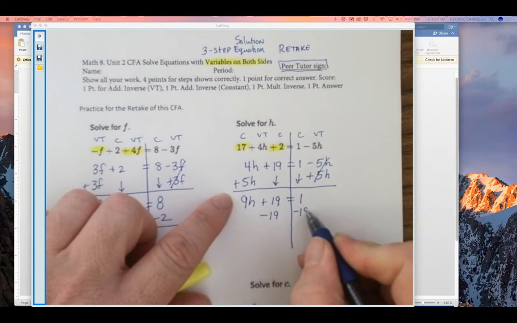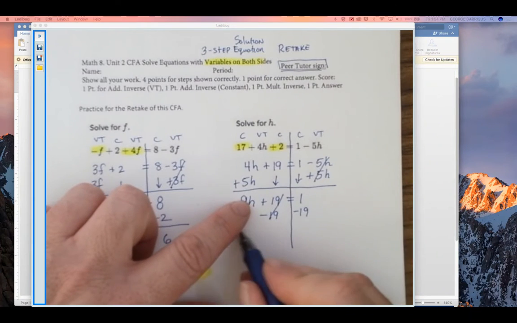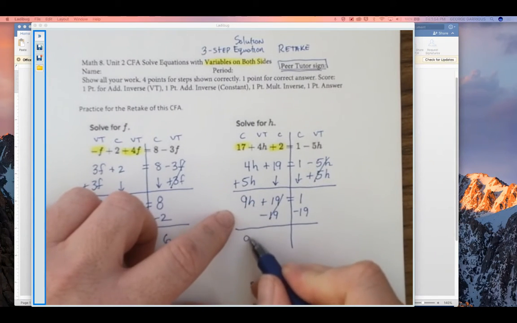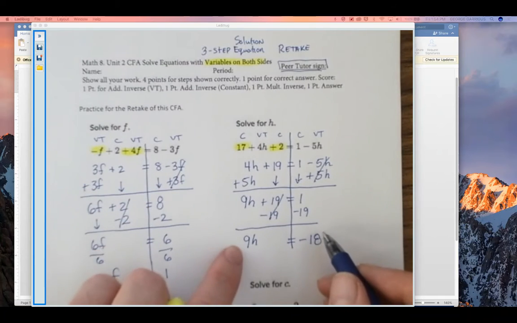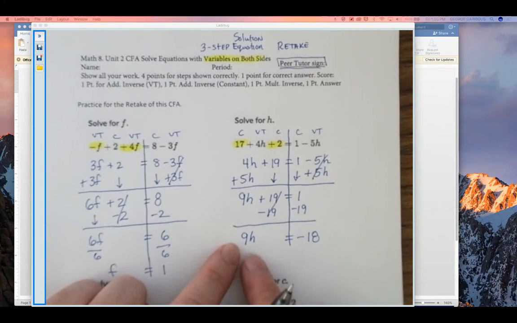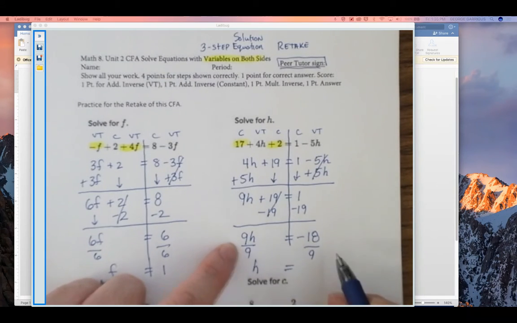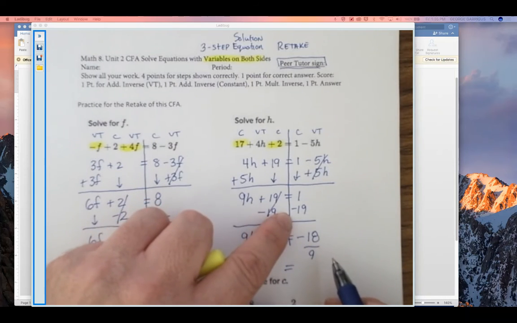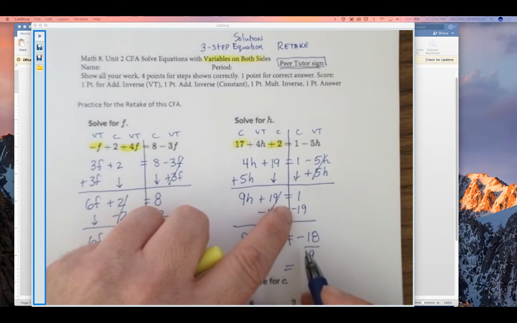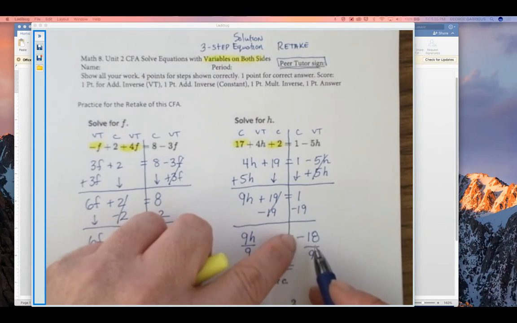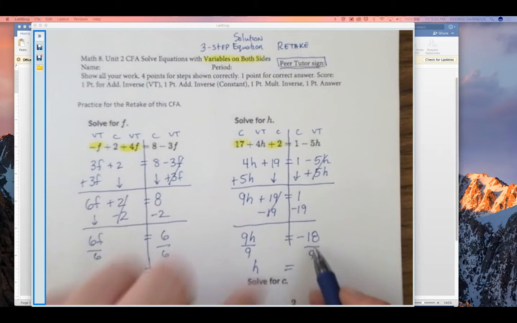Subtract 19 from both sides because you're trying to get h alone. 9h equals negative 18. Again, if my coefficient is an integer, I can divide by 9. It makes my life pretty easy. Double check your sign. Remember, you did 1 minus 19, so that's negative 18. If you have one of something, but you then borrow 19, you owe 18.